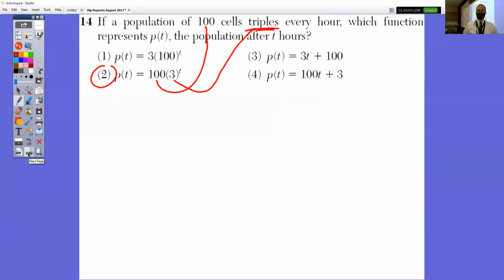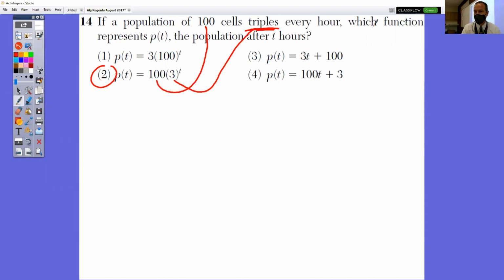In question number 14, this one was a hard one. If you got this one wrong, I would not be surprised. If a population of 100 cells triples every hour, triples means multiplying by 3. Think about a triple in baseball or softball, you get 3 bases. Triple means you multiply by 3.